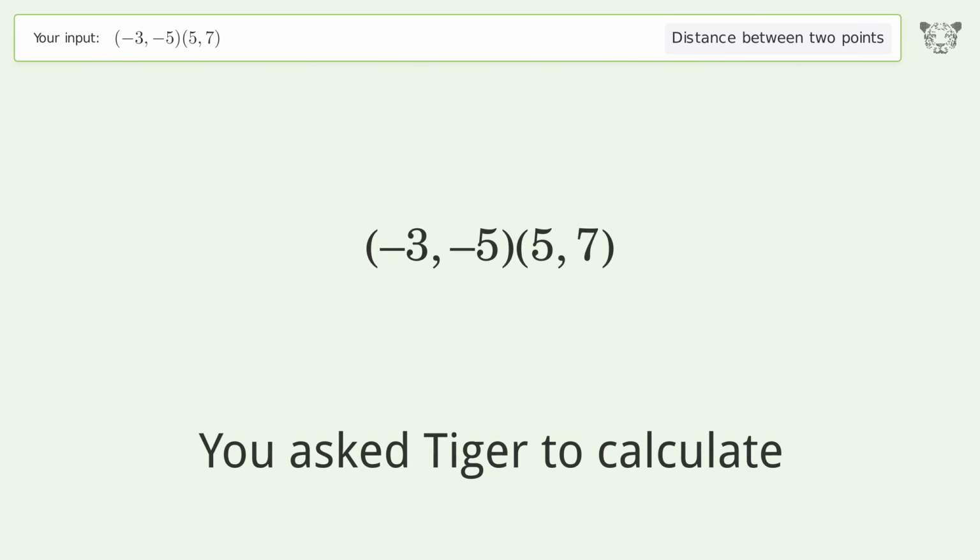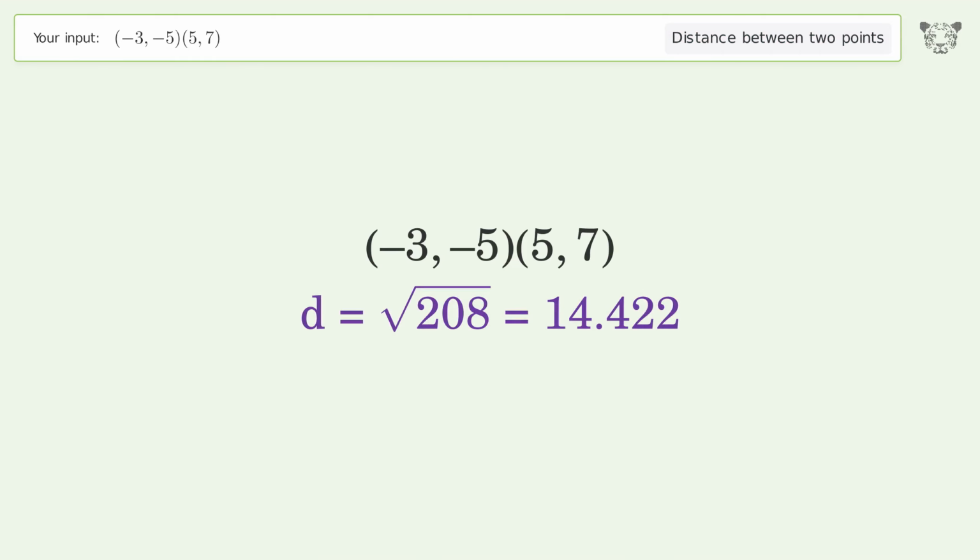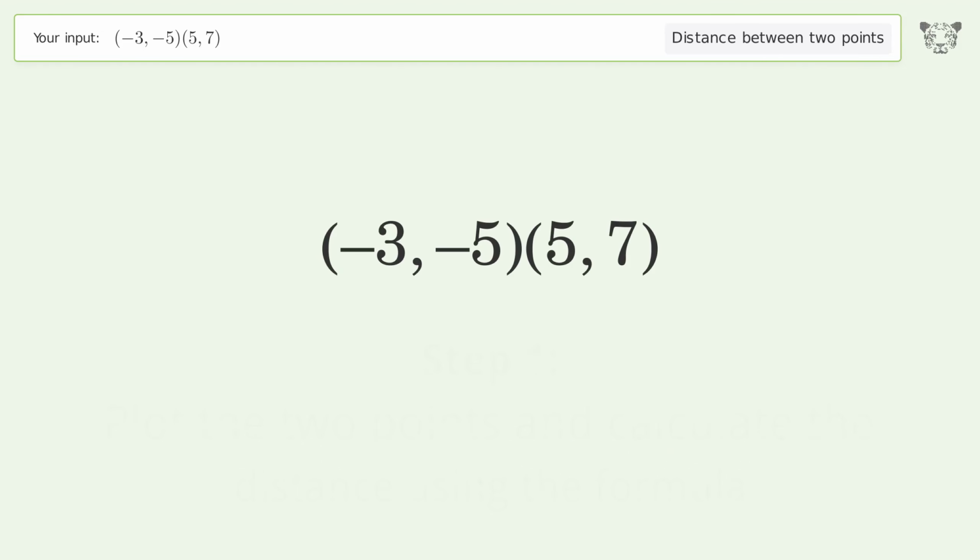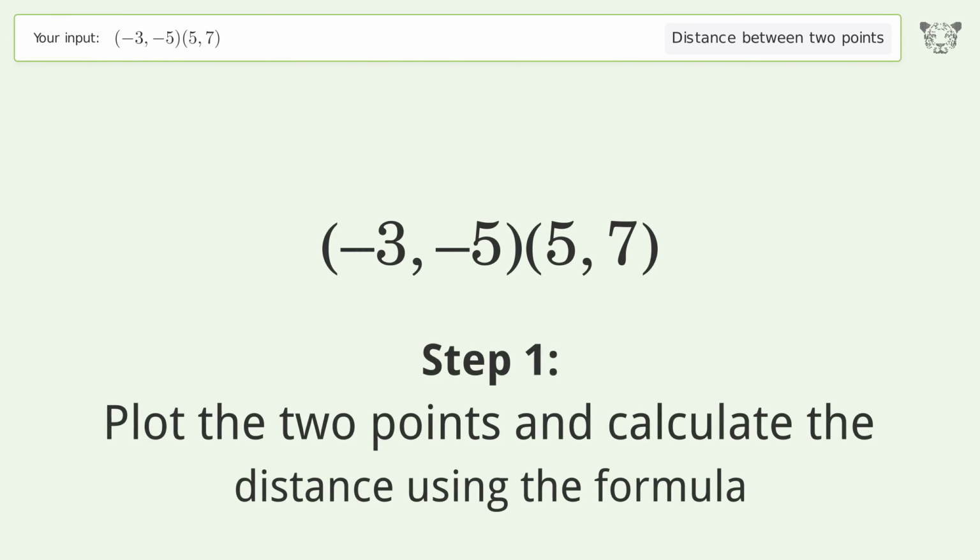You ask Tiger to calculate. This deals with the distance between 2 points. The distance between the 2 points is the square root of 208, or 14.422. Let's solve it step by step. Plot the 2 points and calculate the distance using the formula.